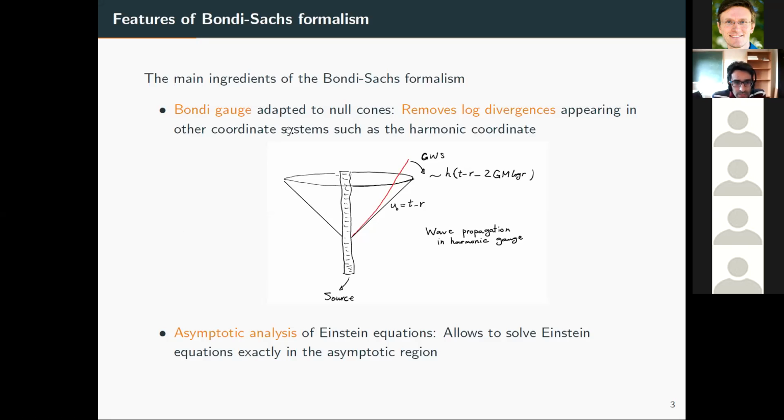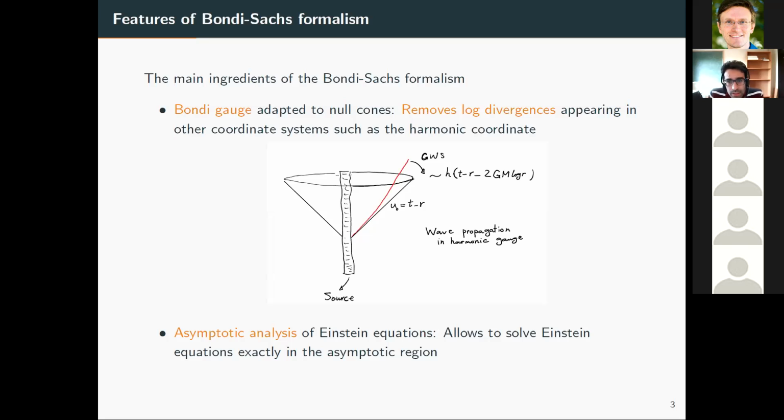One is the choice of Bondi gauge. So this is a coordinate system which is adapted to null cones. This is very important because, for example, it removes some log divergences that appear in other coordinate systems such as the harmonic coordinates.